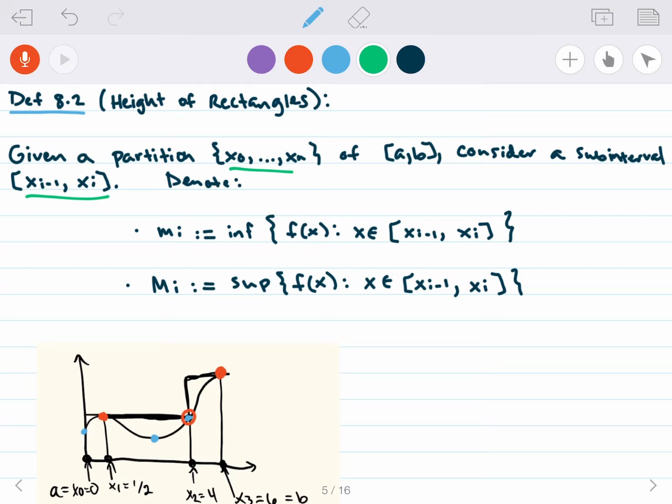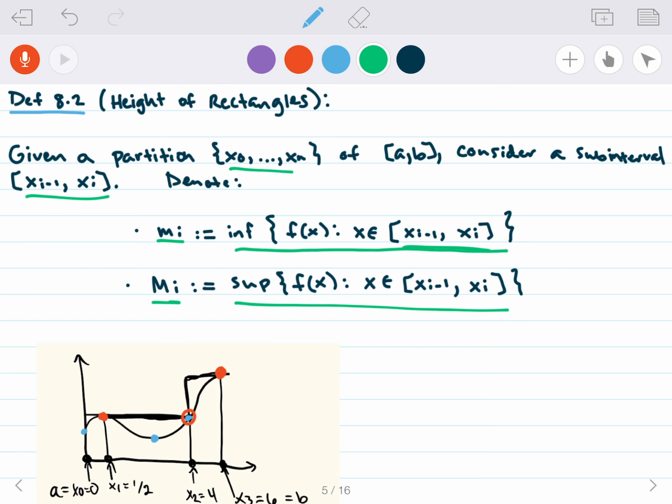Okay, so we're just looking at an interval within [a, b], and we're going to denote little mi as the infimum of f of x, where x is in that subinterval, and we're going to denote capital Mi as the supremum of f of x, where x is in that subinterval. So you're looking at the lowest and highest values on a given interval.